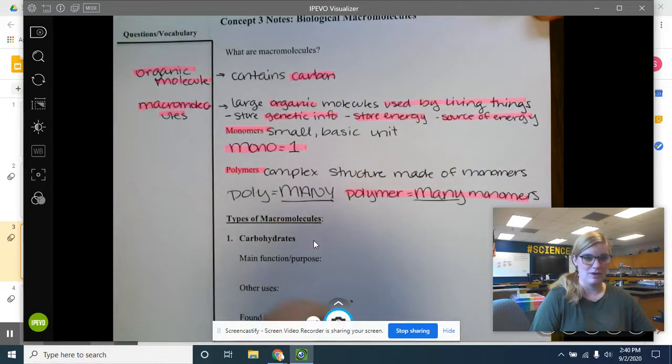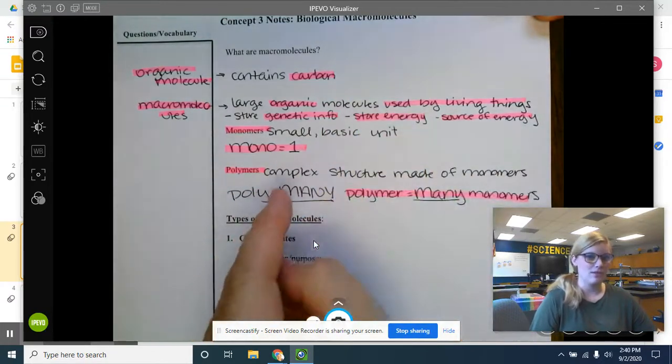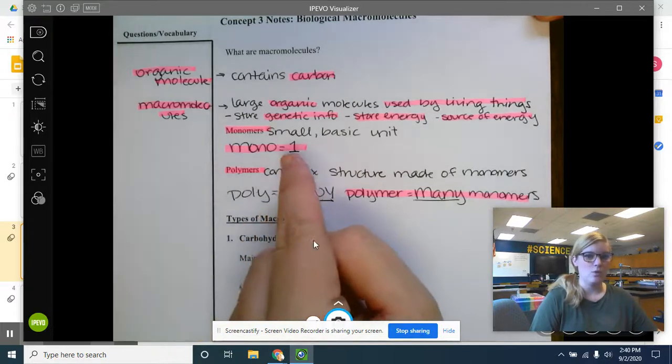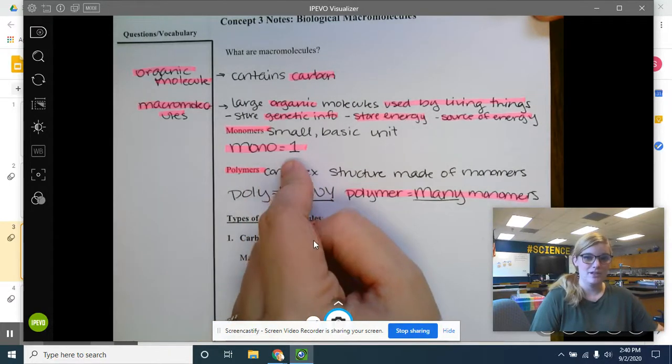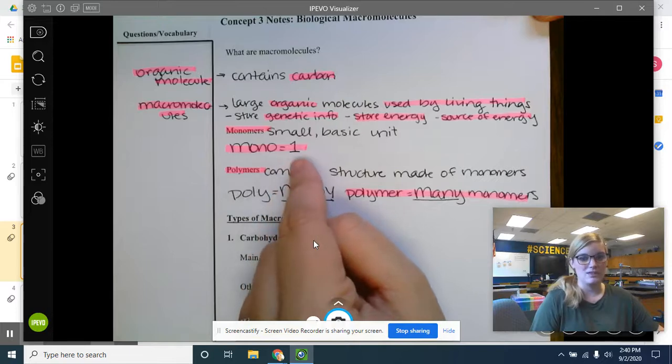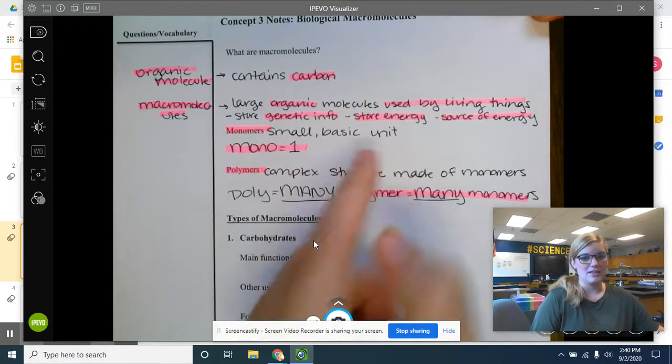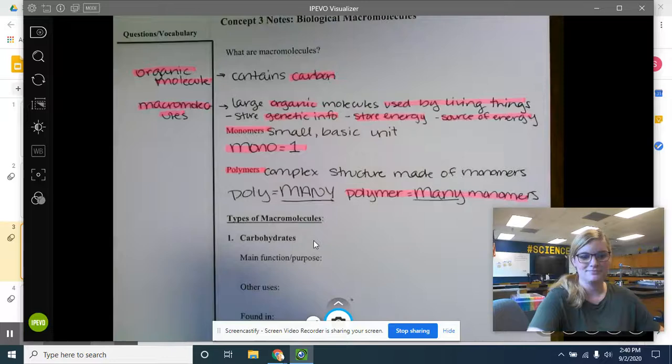Now, while I'm showing you these, remember that one of the first things you need to do when you take notes in my class is make sure you are copying down the information on the slide. So while I'm telling you that mono equals 1 is probably the more important piece I want you to remember, you should still be writing down small basic unit as well.